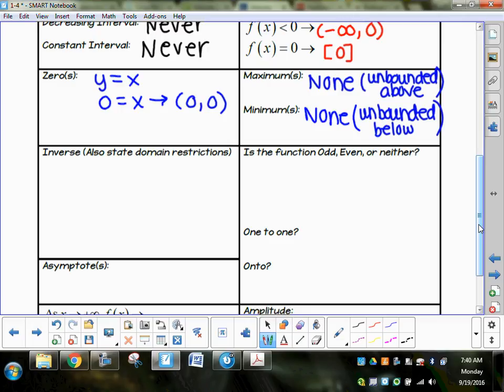Who remembers what it means if a function is onto? We talked about that last class when we were going a little bit above and beyond what a function was. Who remembers what it means if a function is onto? We've got 2 people, 3 of you, 4. You've already listed it out in your notes. What do you want to say?